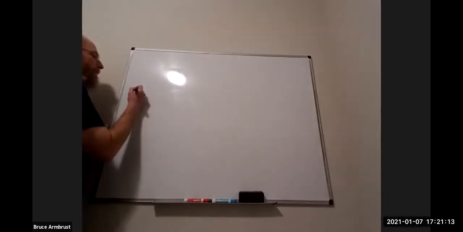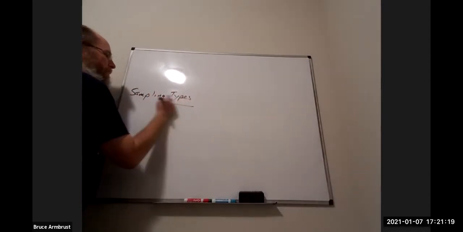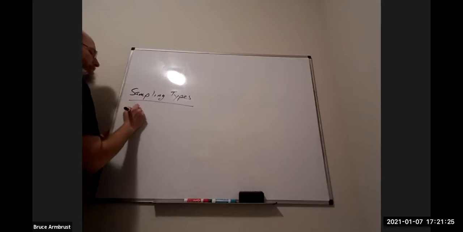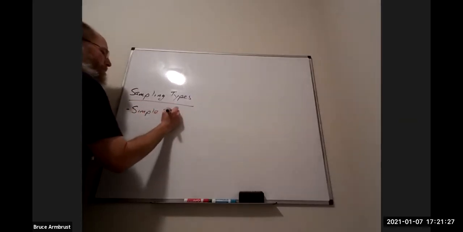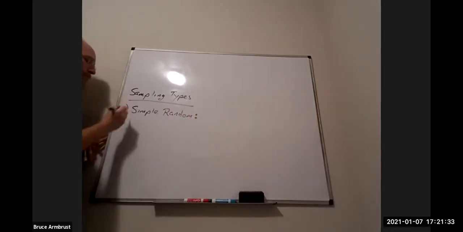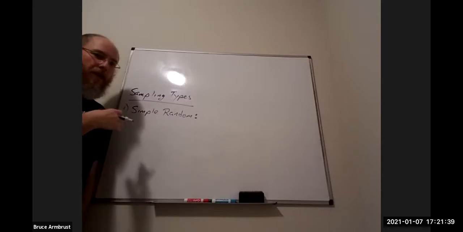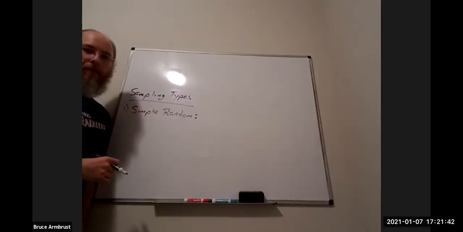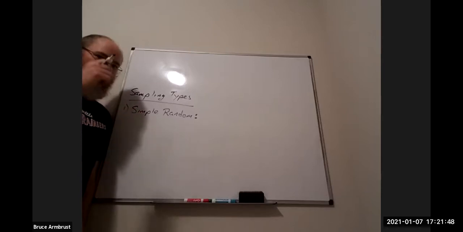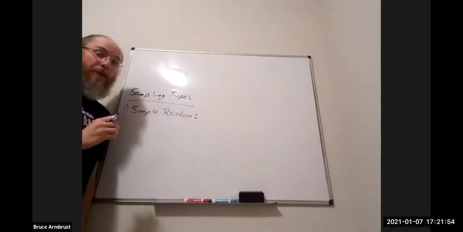These are different sampling types. All right, so the first one is what we call simple random. And it's exactly what it sounds like. It's completely random. What we do when we get our sample is we just randomly choose them. There's nothing that we're using to base it off of other than just randomly picking them.